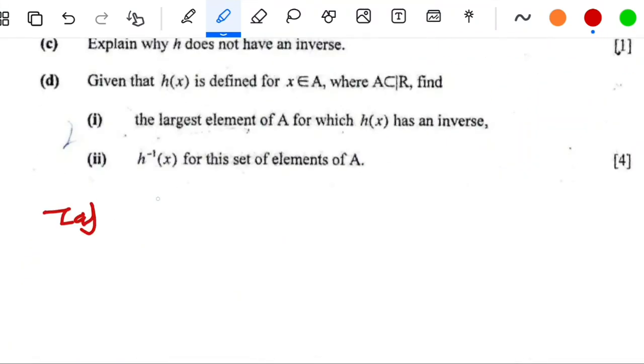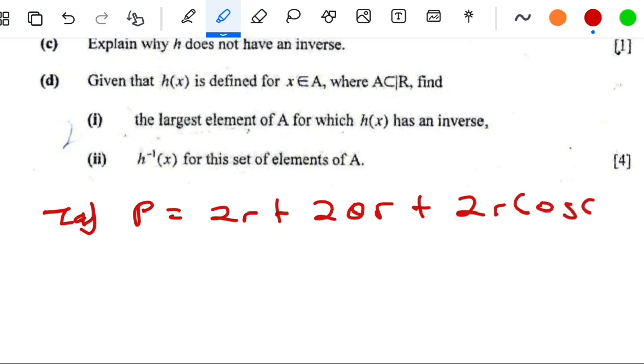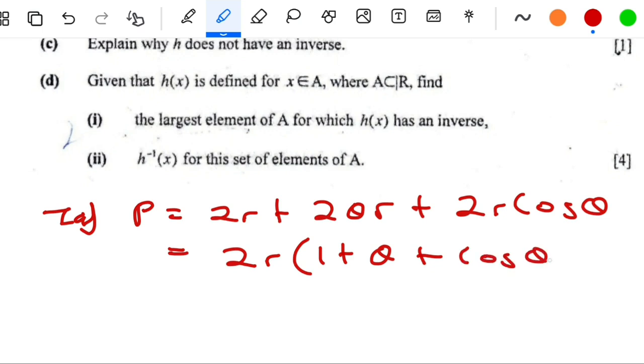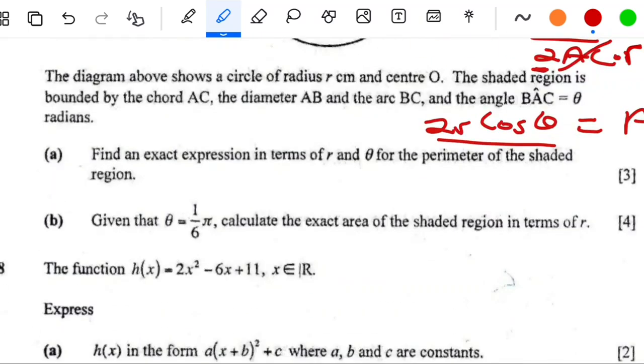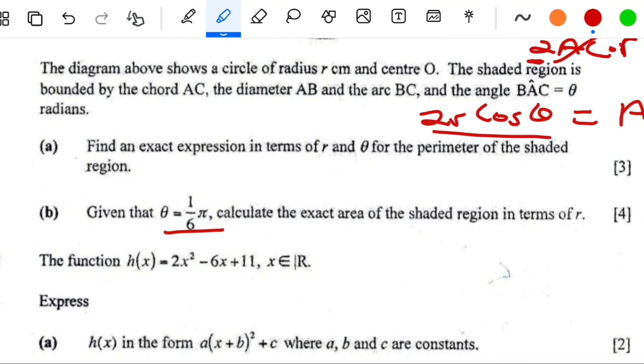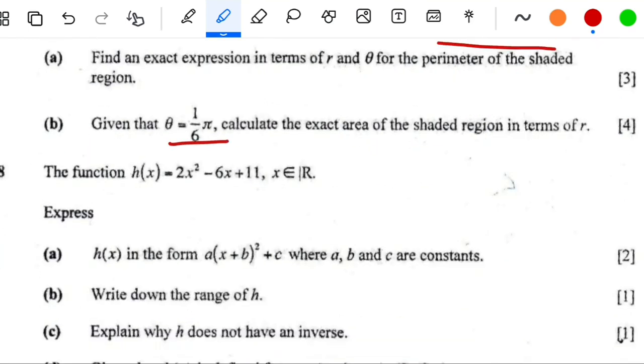So number 7a, our perimeter equals what? Equals 2r plus 2 theta r plus 2r cos theta. Okay, now I can factor out the 2r there, and you have 1 plus theta plus cos theta as our perimeter. Okay, now B says what? Given that theta is pi over 6, calculate the exact area of the shaded region in terms of r.